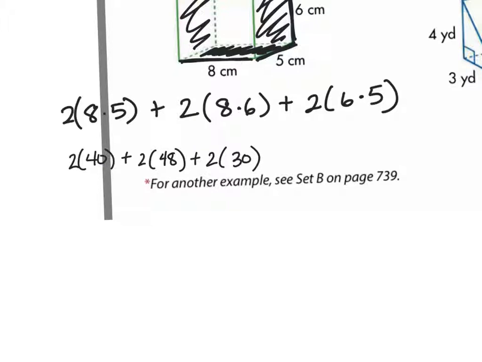The order of operations says that I do all the work inside the parentheses first. Then I can complete the multiplication that I have left. And finally, I can add all my numbers together. My answer is 236 centimeters squared.